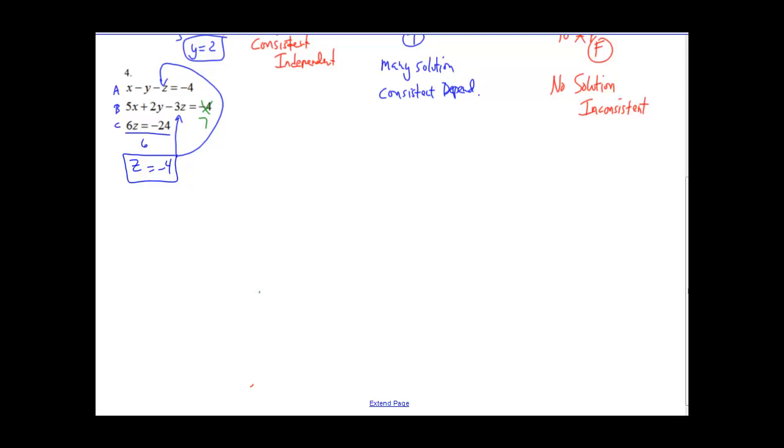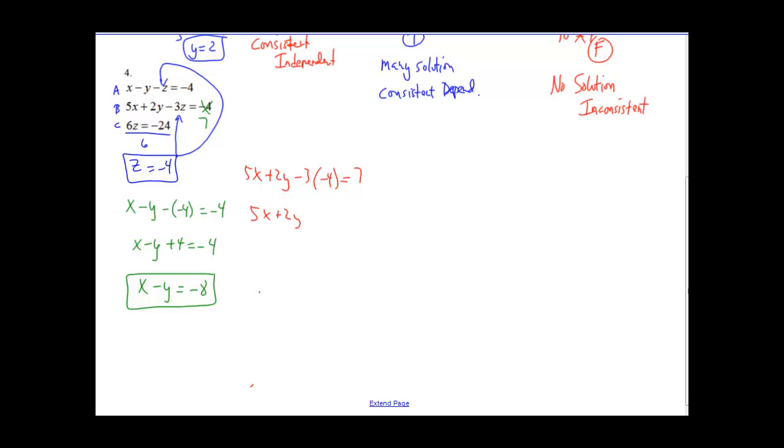So now when we do the B equation, the middle one, 5x plus 2y minus 3, and we plug in negative 4, equals 7. When we get in here, we get 5x plus 2y minus 12. No, plus 12 equals 7. When we subtract the 12, you get 5x plus 2y equals negative 5. So there's our two equations.